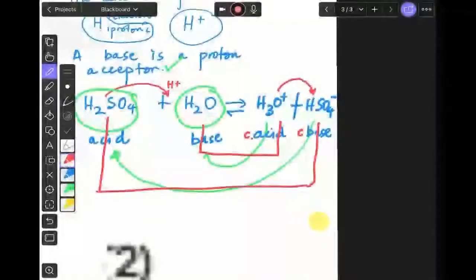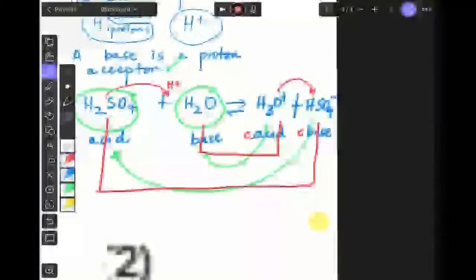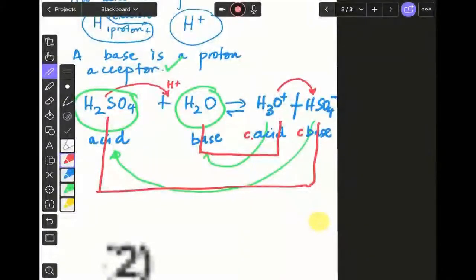So when we speak about ionization, we speak about the amount of acid molecules and water molecules that became hydronium ions and hydrogen sulfate ions. So in the case of a strong acid, all the molecules become ions.